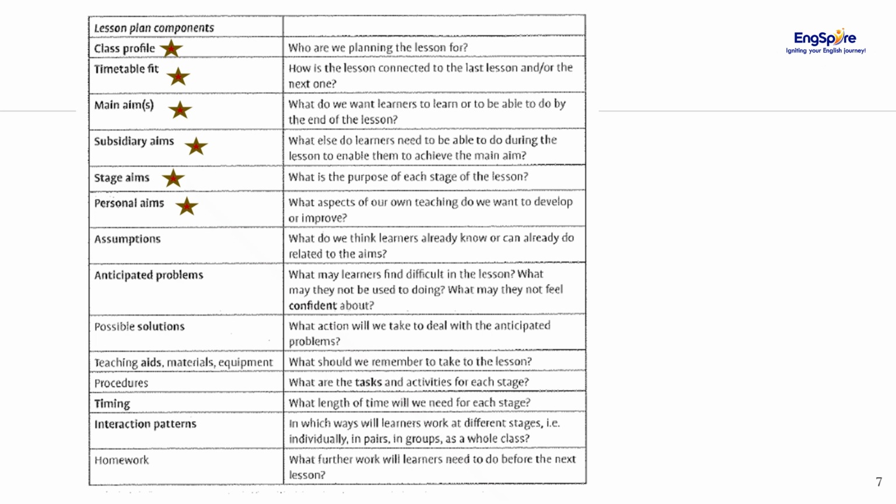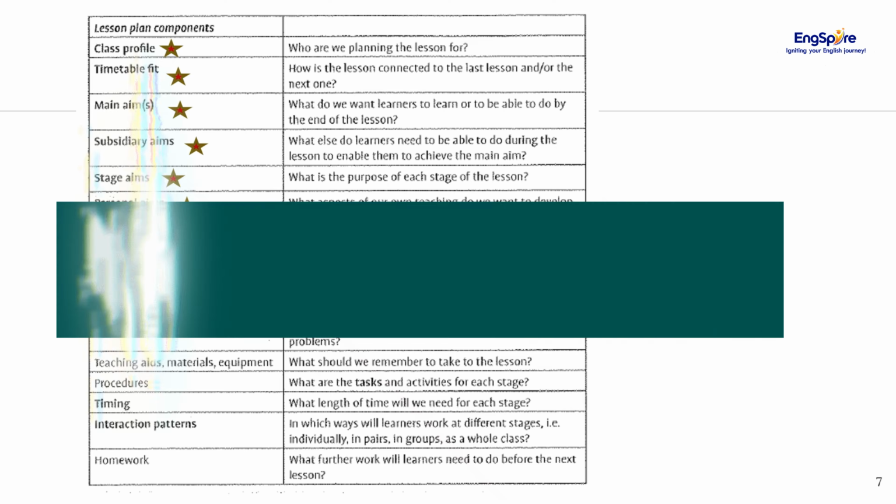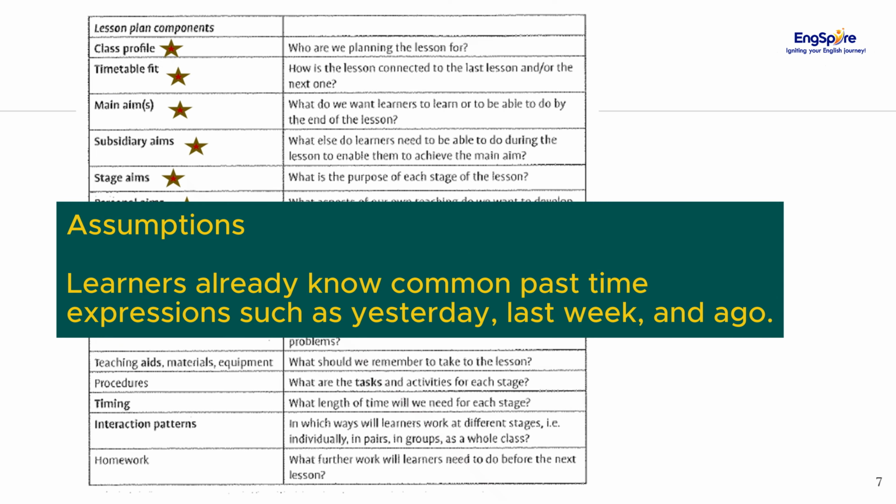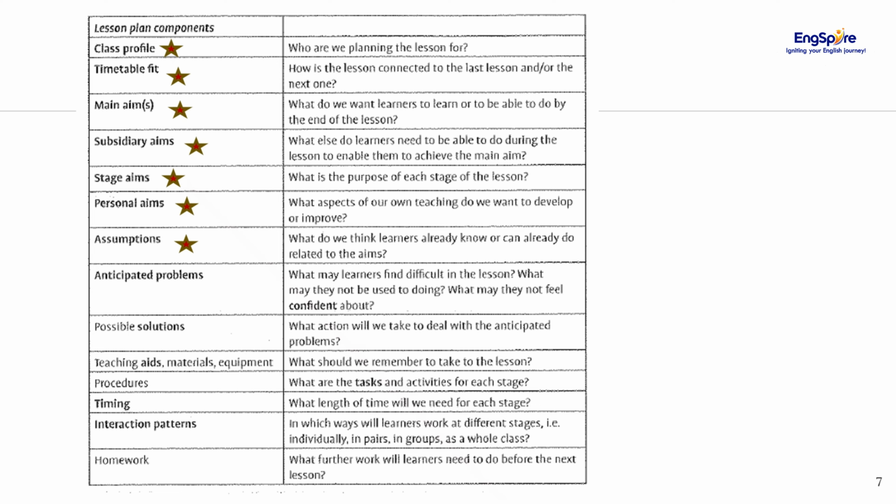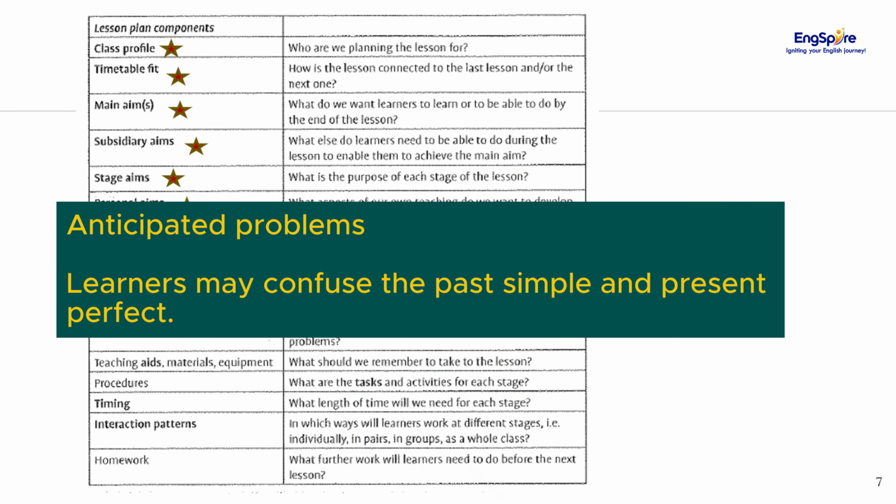The next component is assumptions. These are things the teacher believes learners already know. For example, I assume learners already know common past time expressions such as yesterday, last week, and ago. Anticipated problems. So they are possible difficulties learners may have. For example, learners may confuse the past simple and present perfect.